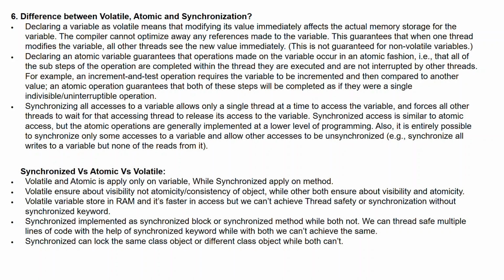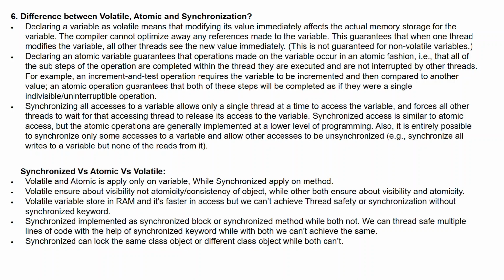Declaring an atomic variable guarantees that operations made on the variable occur in an atomic fashion, i.e., that all of the substeps of the operation are completed within the thread they are executed and are not interrupted by other threads. For example, an increment and test operation requires the variable to be incremented and then compared to another value. An atomic operation guarantees that both of these steps will be completed as if they were a single indivisible, uninterruptible operation.